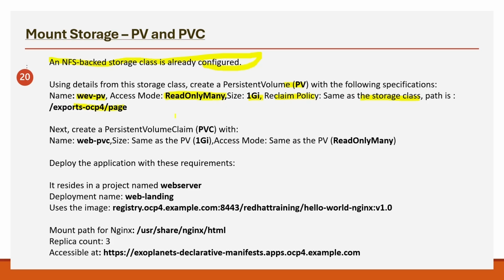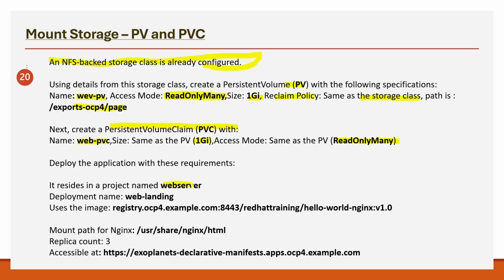Next is create a persistent volume claim, PVC, with the following specifications. The name should be WebPV. Size is the same as PV, which means 1 GB. Access mode is also the same as PV, which means ReadOnlyMany. Then only it will be bound with the PV. Okay, so the trick is when you create the PVC, first you need to go to the namespace, because the PVC is namespaced.